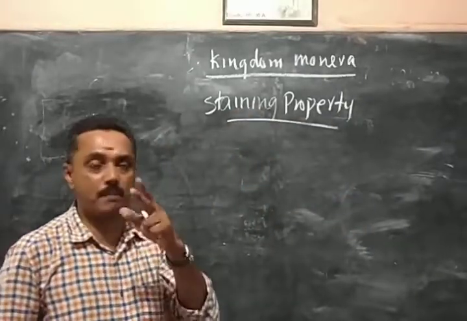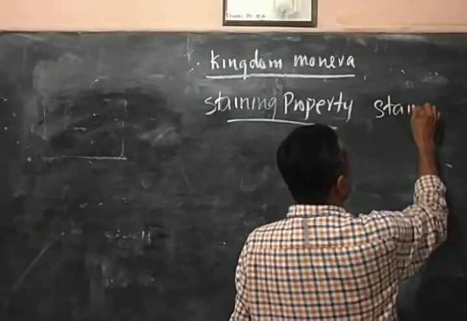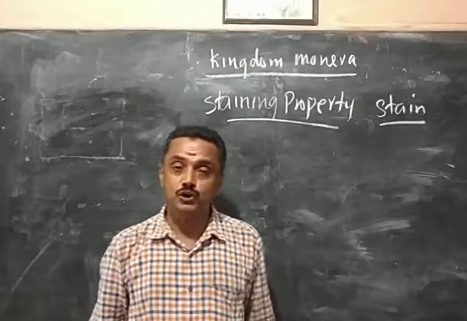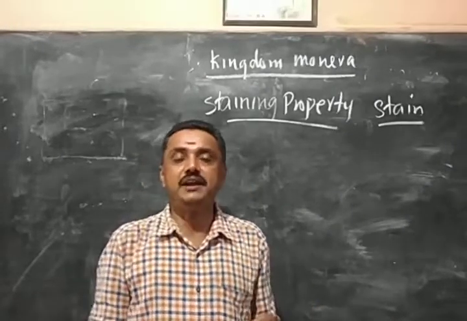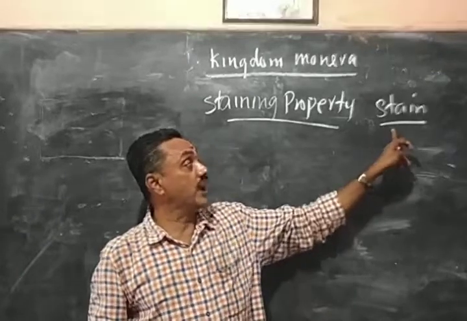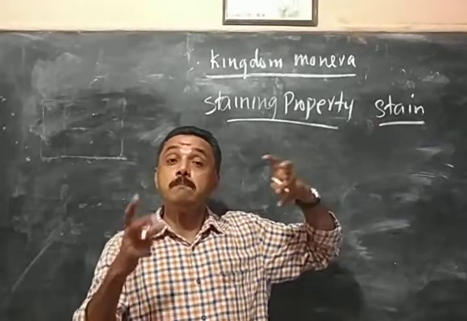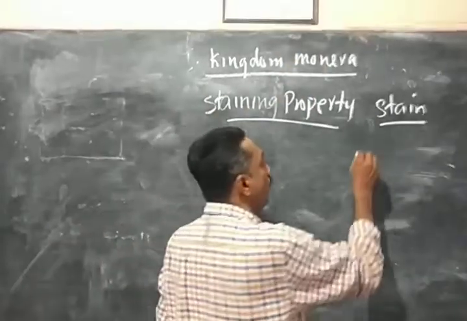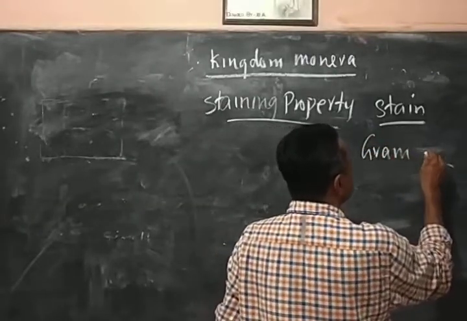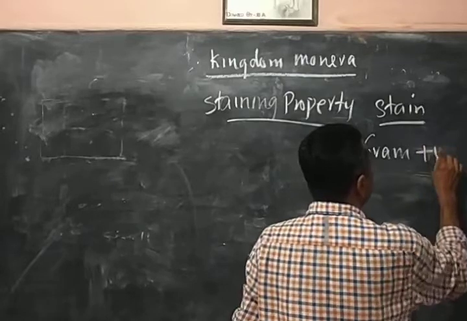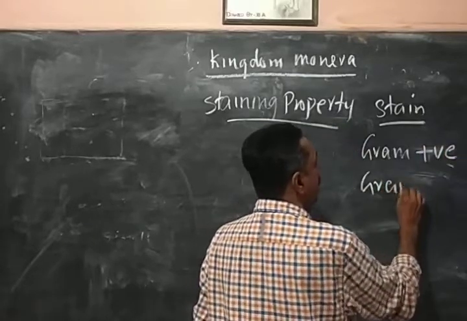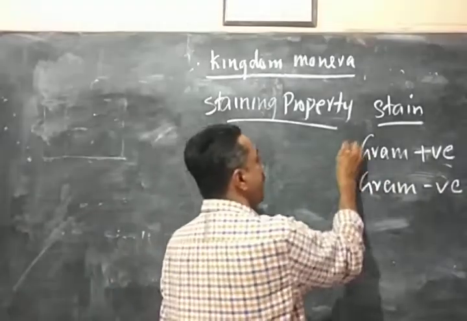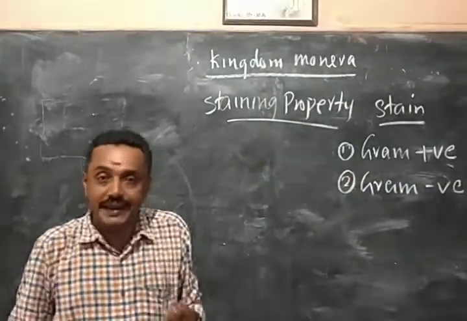What do you mean by staining property? Stain, S-T-A-I-N. Stain means some chemical substances giving color. To the cloth we are giving color. Like that we are giving color. That color is called stain. Staining property. Color absorbing property. Bacteria were classified into 2 types: gram positive and gram negative. Now bacteria were classified like the 2 groups. First is called gram positive and second is called gram negative.